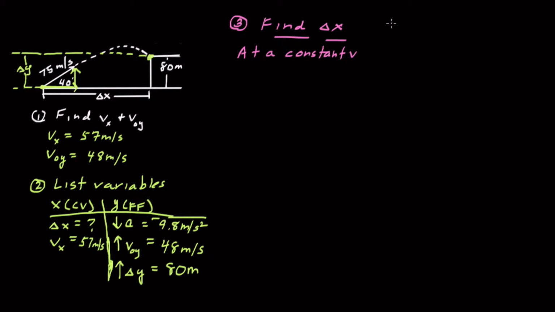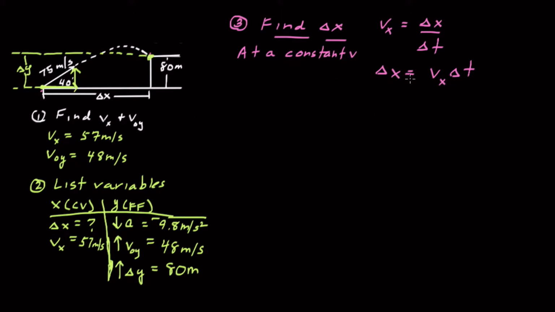So what does that mean? It means the equation that I use is this one. Velocity is change in position over change in time. Therefore, change in position is going to be the velocity in the x direction multiplied by the total time it takes to get from here to here. I don't know what that time is. I'm going to have to calculate that.